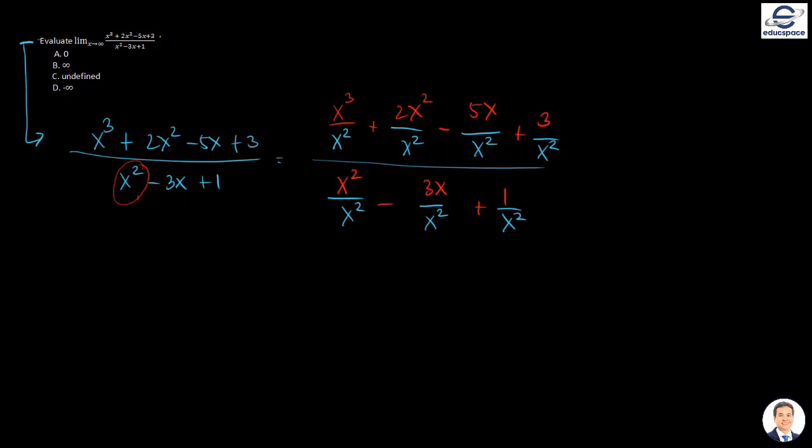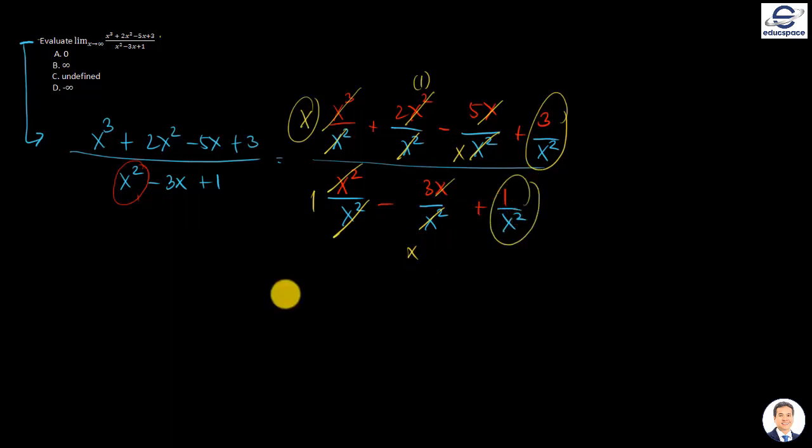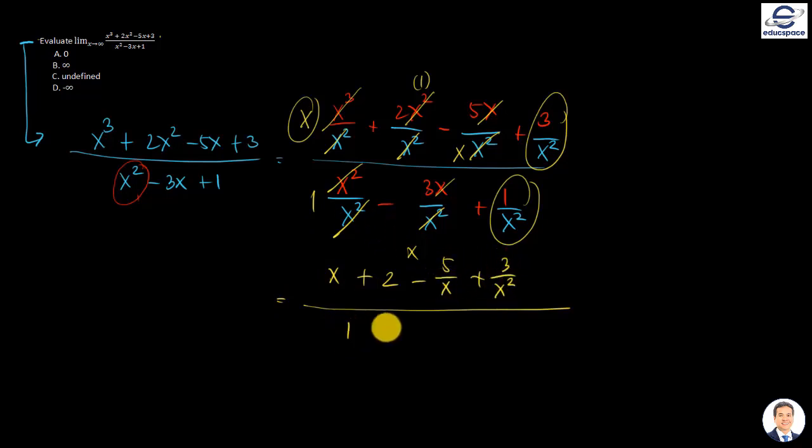Now, what we can do is, of course, cancel this. So this means we have x in here. We cancel this one, so this means we have factor 1. And then here we have x and then 3 over x cubed, so this will cancel out. 1 minus this will cancel out also. We have x in here and then we retain this. So basically we have x plus 2 minus 5 over x plus 3 over x squared, and then here we have 1 minus 3 over x plus 1 over x squared.